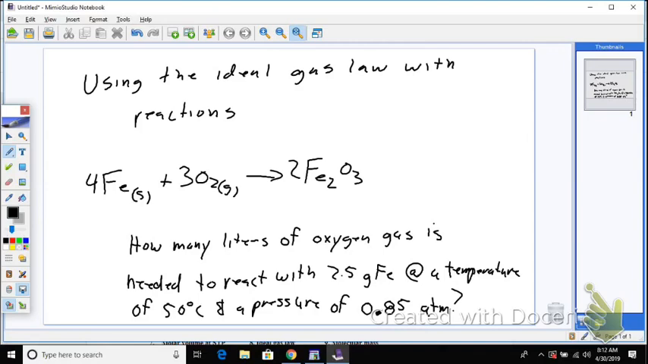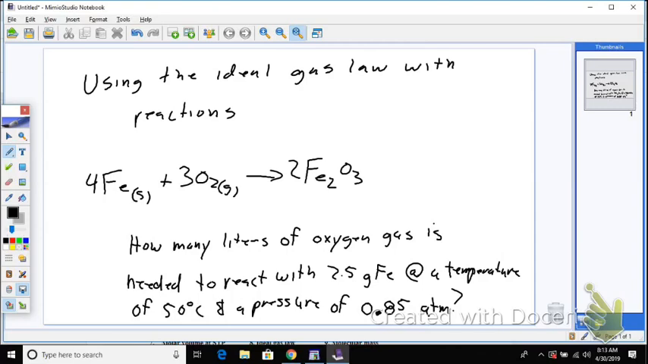And the other one is using the ideal gas law. So basically what we're going to do is use the balanced reaction to give us a certain value that we can use in the ideal gas law to find the answer. Okay, so it's asking for liters of oxygen gas.